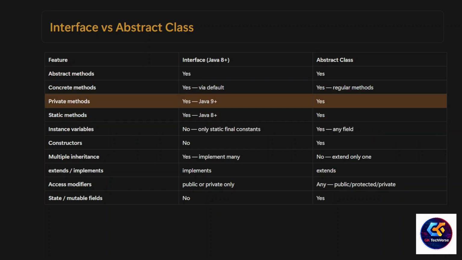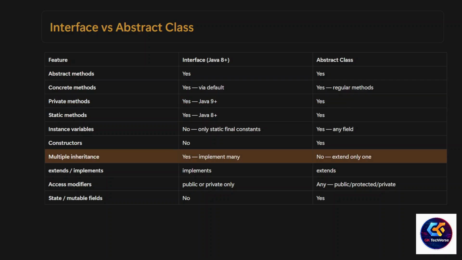Now look at private methods. Java 9 provided that. Abstract class, by default, it is yes. Now look at inheritance. Interface, multiple inheritance is possible. Abstract class, only single. This is still important. A class can implement many interfaces but can extend only one class.